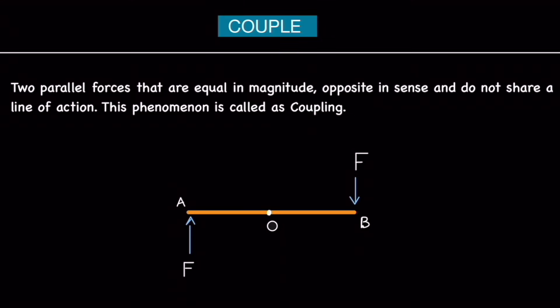So why are we using this couple? See, when we have to open any container, we use both fingers to rotate it. Because if you try to use one finger, then the container will not open. So this couple makes our life easier. I will explain with some examples.